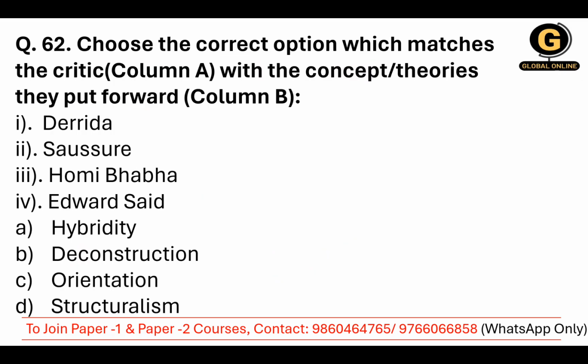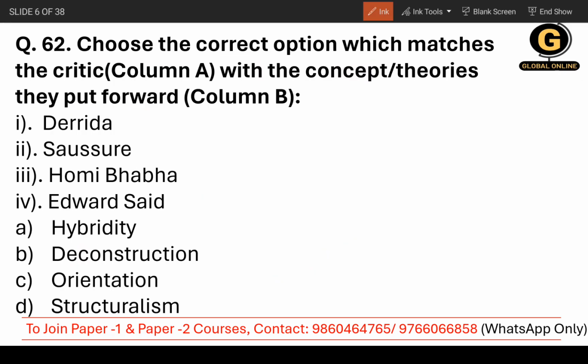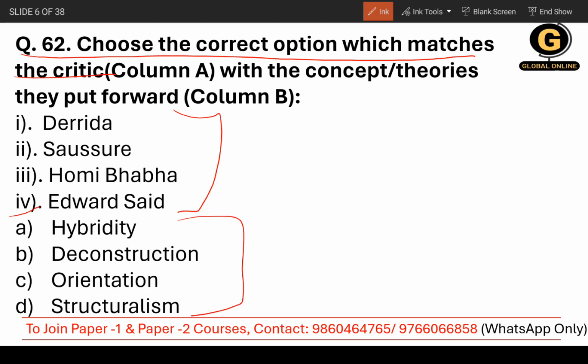Moving on to question number 62. Choose the correct options which match the critic. In column A, you are going to get critics, and in column B, you'll get concepts and theories. So you have to make the correct matches. The first writer is Derrida. Let me read out the theories or concepts here. Hybridity. Who gave hybridity?